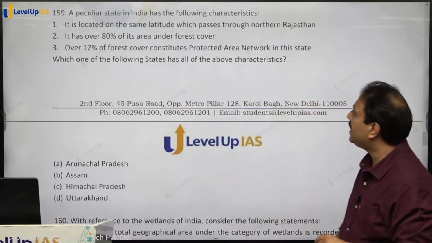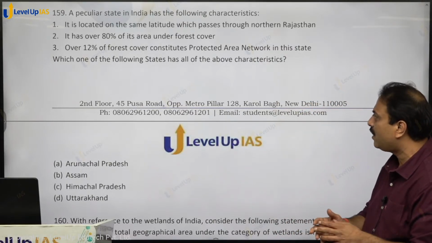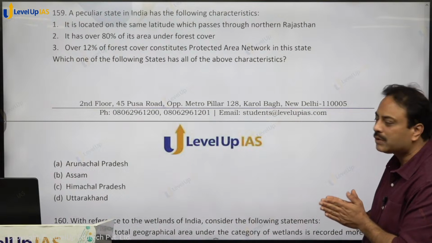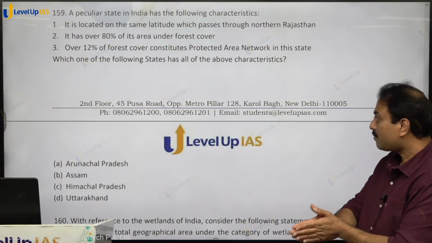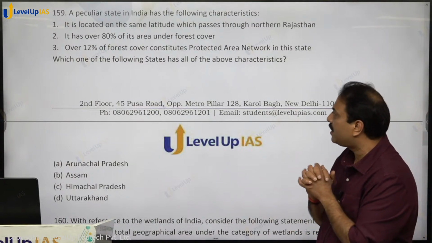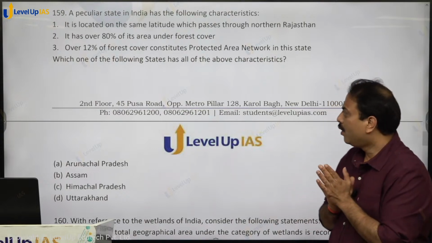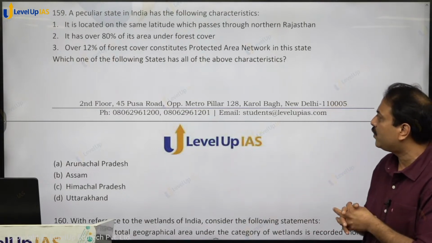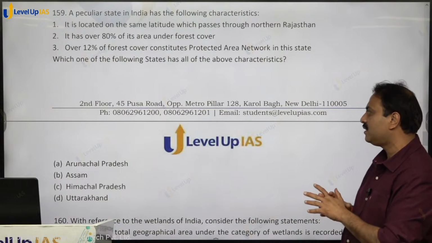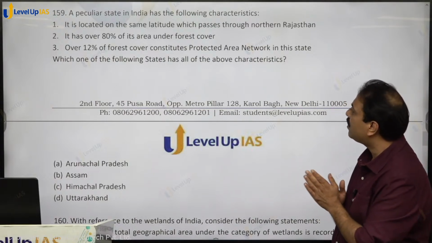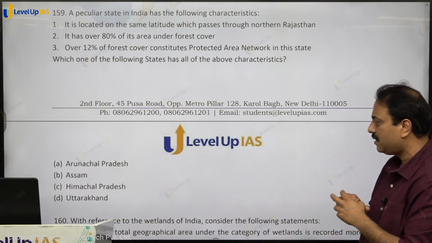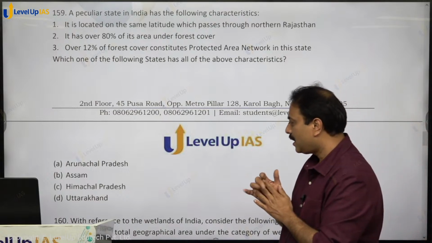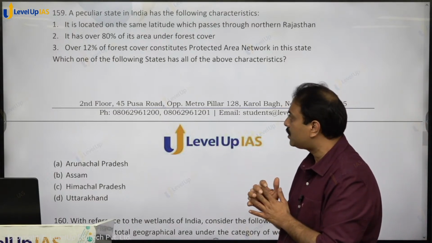A peculiar state in India has the following characteristics. It is located on the same latitude which passes through northern Rajasthan. It has over 80% of its area under forest cover. Over 12% of the forest cover constitutes the protected area network in this state. Which of the following states has all of the above characteristics? Options are Arunachal, Assam, Himachal, Uttarakhand.